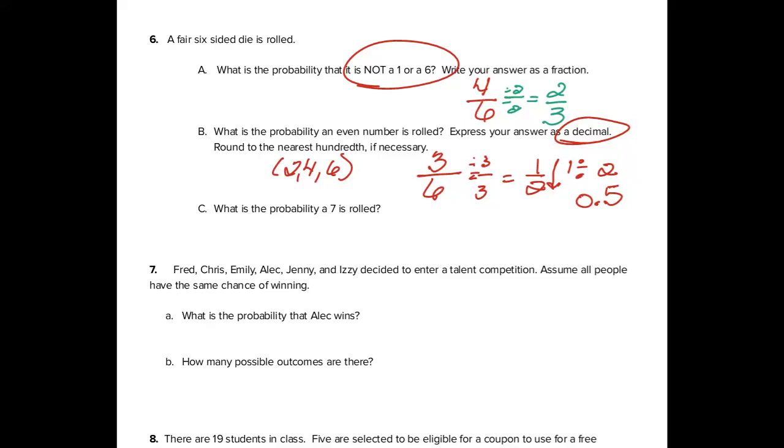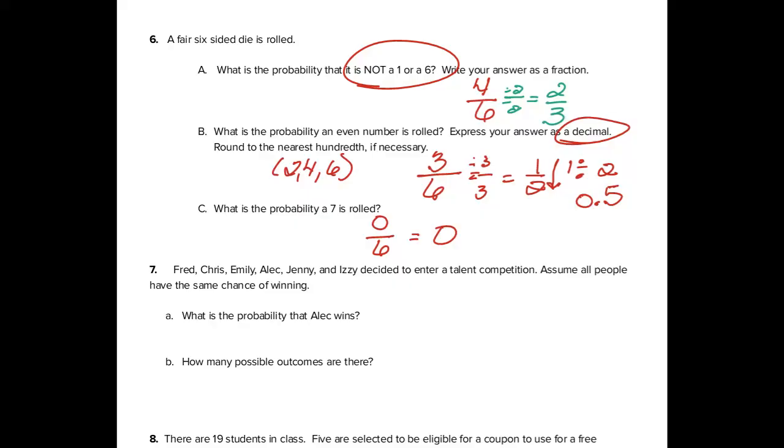And the last one, what's the probability that a 7 is rolled? Well, that would be out of 6. There is no 7 on a regular fair-sided die, so that is 0 out of 6, which is 0. Okay?